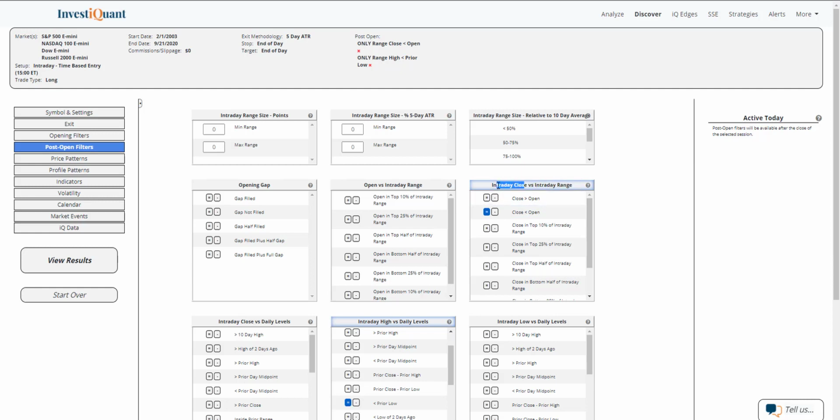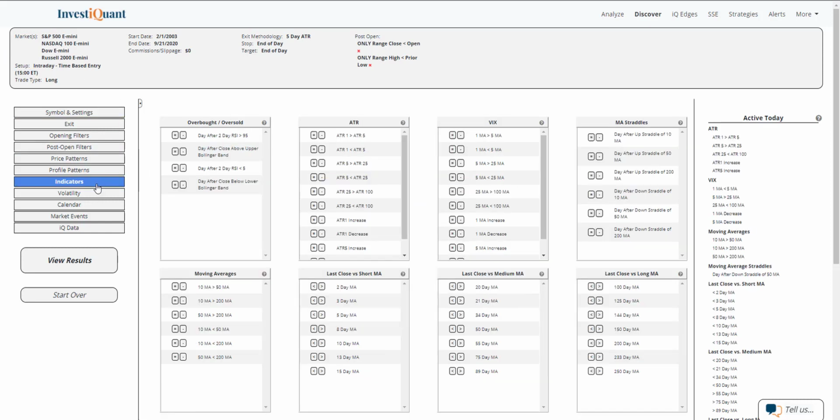The intraday close is referring to where the price is at the entry time, which I've got selected as 3 p.m. Eastern time. And next I'm going to go into the indicators section, and I'm going to put us in an environment where we are below a 10-day moving average but above a 200-day moving average. So kind of a weak bullish environment. That does the pattern. Now I'm going to hit view results.